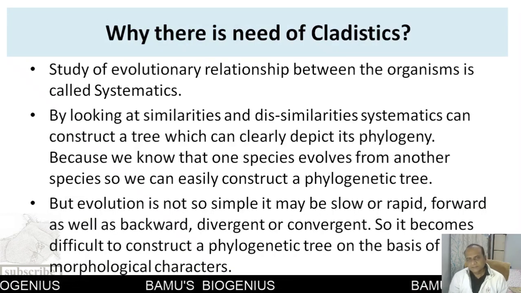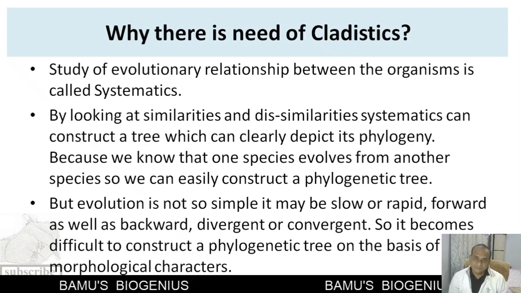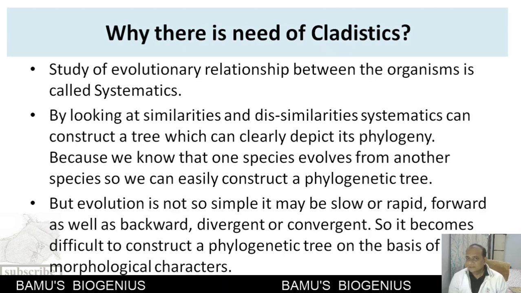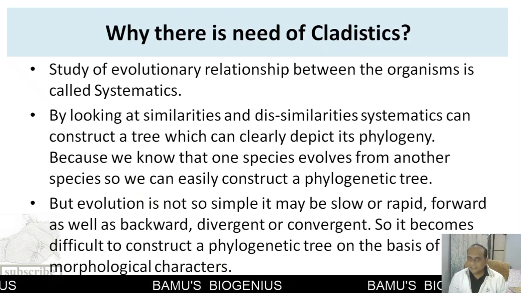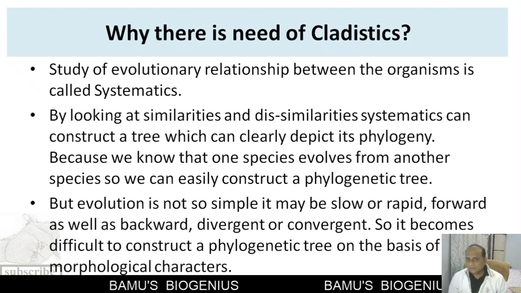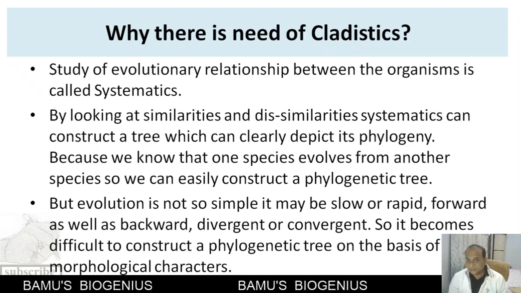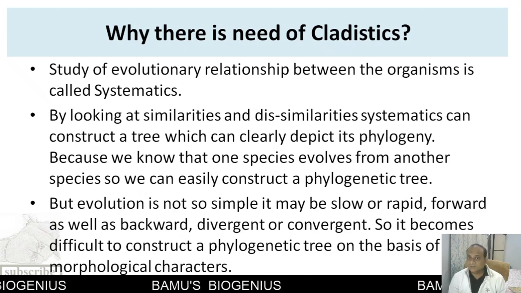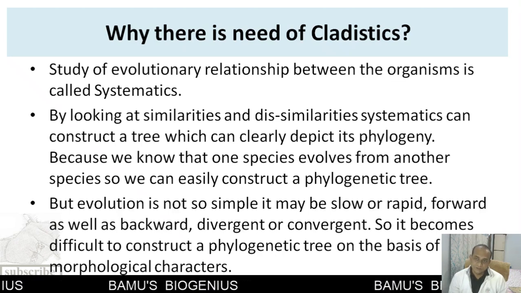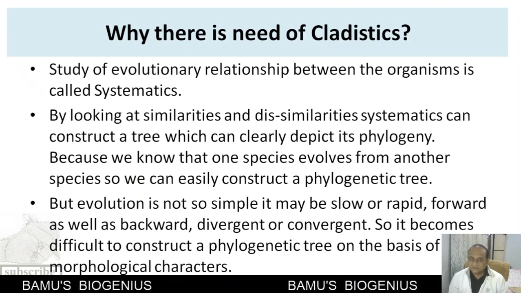Now, the question comes to our mind: why is there a need for cladistics, why is there a need for another taxonomic classification system when systematics is there? We know that in systematics we use evolutionary relationships among organisms to construct a phylogenetic tree. Then why is cladistics needed? See, when we construct a phylogenetic tree in systematics, we consider similarities and dissimilarities, or morphological features, to depict the phylogeny. Because we know that all the organisms evolved from each other, and that's why they are similar.